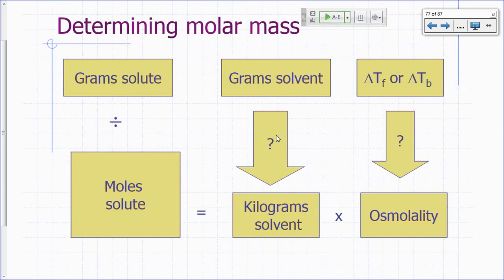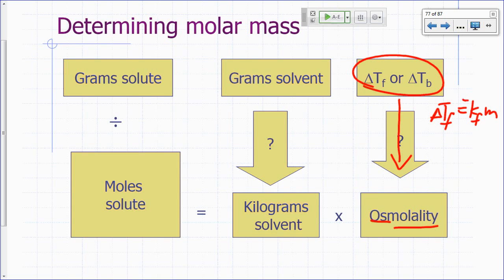So let's summarize that procedure. So you measure your colligative property, delta TF or delta TB in the lab. You get your total molality. The osmolality is the total molality. How do you get from there? Delta TF is equal to negative KF times m, right? So your osmolality would just be delta TF over negative KF. Same thing with the boiling point. You divide by KB instead.